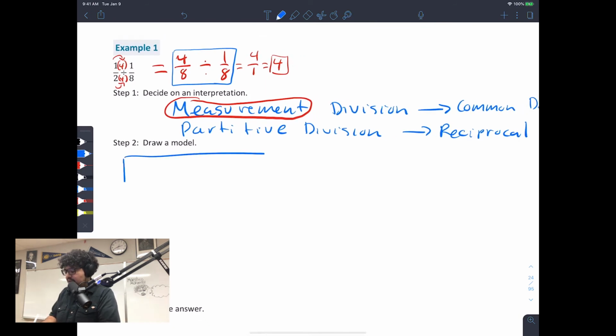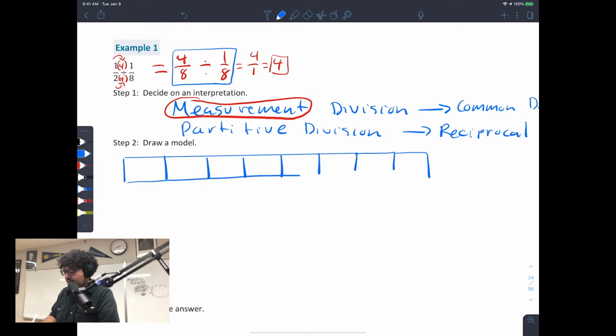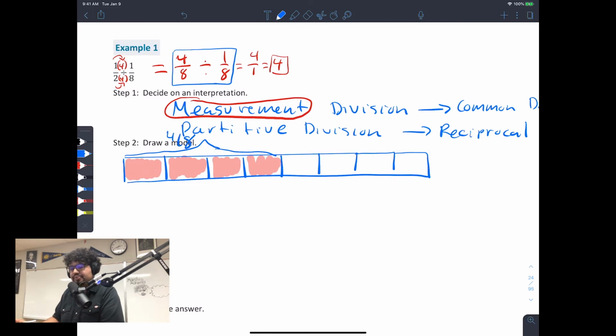Okay, so need to draw 8. So there's 1, 2, 3, 4, 5, 6, 7, and 8. I will close it. Then I will need to shade in 4 out of the 8. So there is 1, there is 2, there is 3, there is 4. Okay, so this right here is my 4 out of 8. Okay, that's my 4 out of 8.